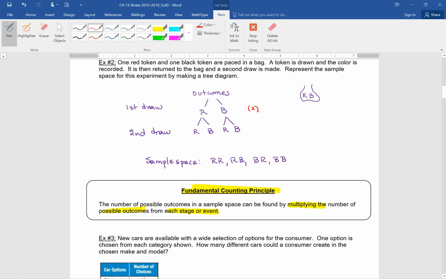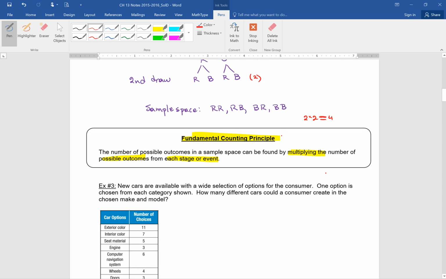Then I put it back. Now I'm going to go a second round, okay? I can either pick red or black. That's, raise your hand, how many choices is that the second time? The second time is two, again, right? So two times two gives you four, all right? So each time you go to the bag, you've got two choices. Each time you're going to toss the coin, you've got two choices, heads or tails. You could be tossing it for like the 947th time, right? You're still going to get either heads or tails, okay? So at each stage, you've got two choices.